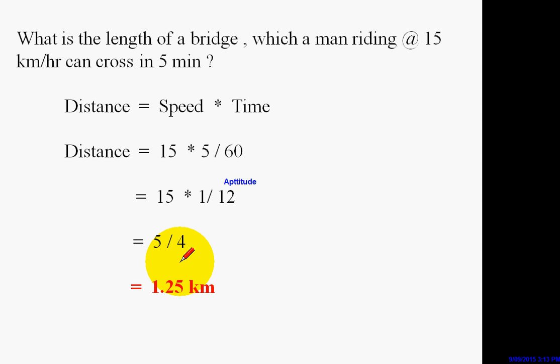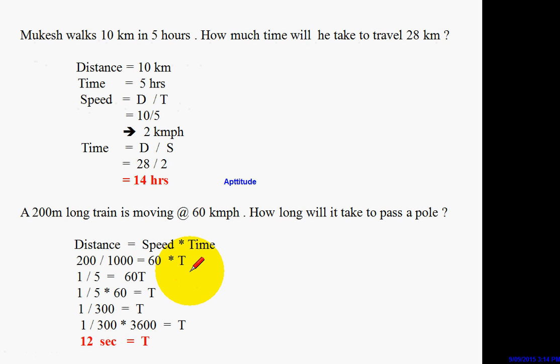So 15 into 5 by 60, reduce 5 by 60. By cancelling it, you will get 1 by 12. So 15 into 1 by 12, which is equal to 5 by 4. So again, by simplifying it, you will get the distance as 1.25 kilometer. That is the length of the bridge. This is the length of the bridge, and this bridge can be crossed by the man if he travels at a speed of 15 kilometer per hour. Is that clear? And the second one is, Mukesh walks 10 kilometer in 5 hours.